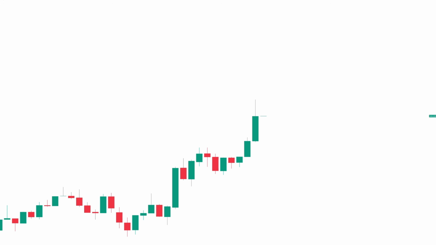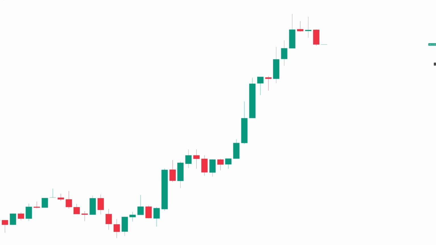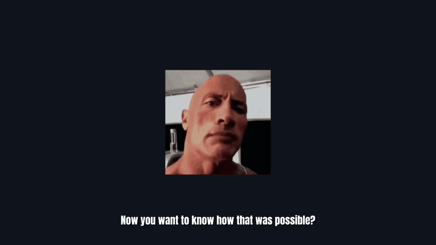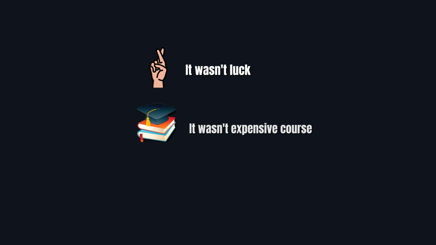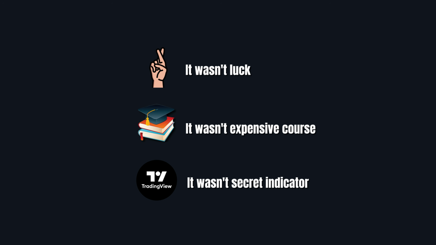Let's scroll forward. And there it is. Price explodes straight up exactly as predicted. Now you want to know how that was possible? It wasn't luck. It wasn't some expensive course. It wasn't a secret indicator.